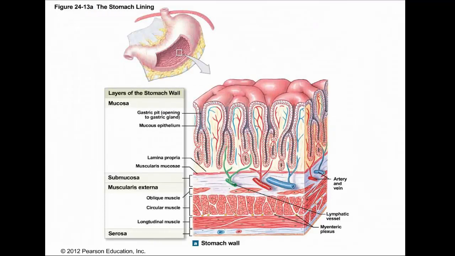So here's a microscopic look at the stomach wall. You can see it's got the mucosal layer, and we have what are called gastric pits, and at the bottom of those pits is where we've got the cells. This diagram is just showing you the mucosa, the submucosa, and the muscularis externa. And we've also got here, because now we are in the peritoneal cavity, the serosa, or the visceral peritoneum.